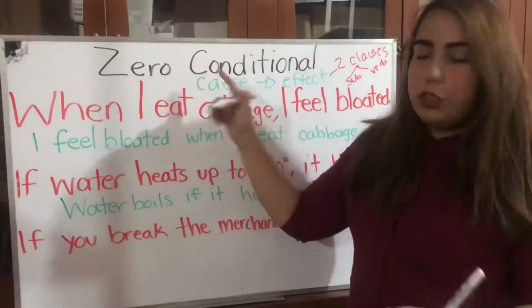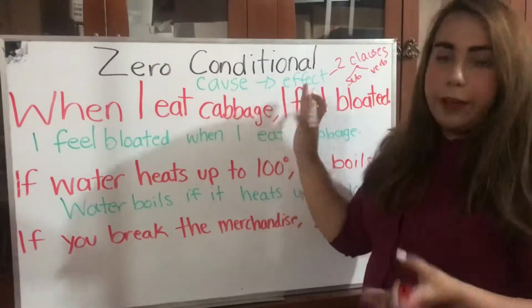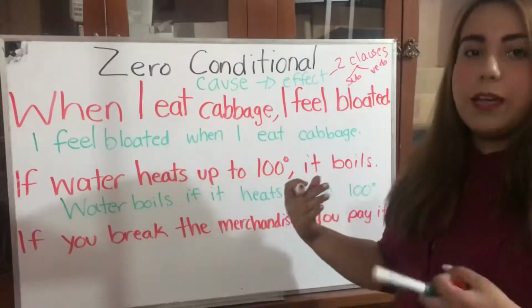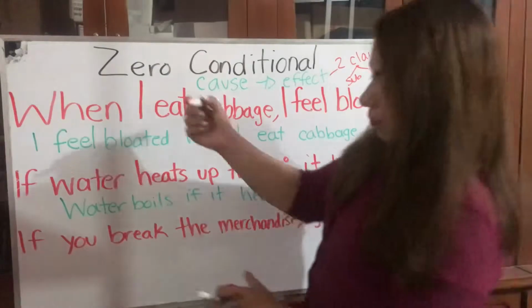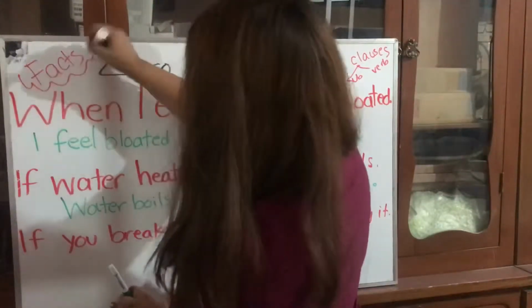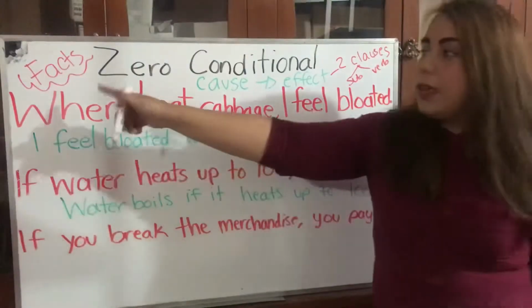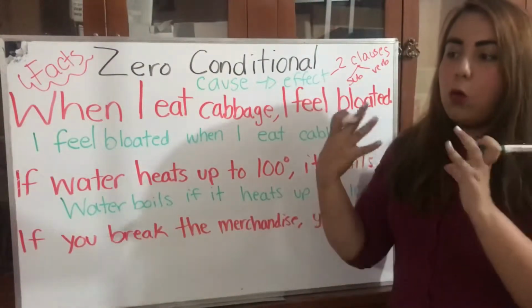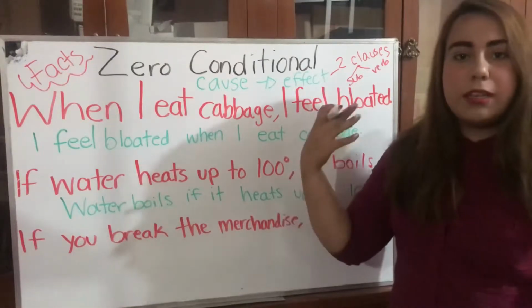Okay, so let's look at this. For zero conditional, we know that it's for cause and effect, but when do we use it? We use zero conditional whenever we have facts. Something important is that we use it for facts. Facts means that something is true. It is 100% legitimate. It is true.